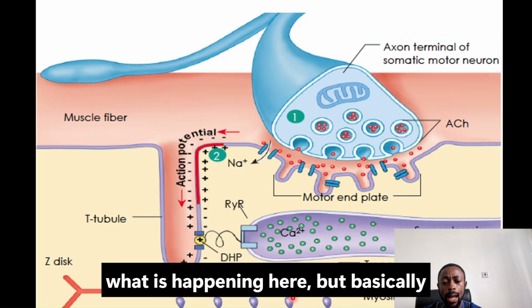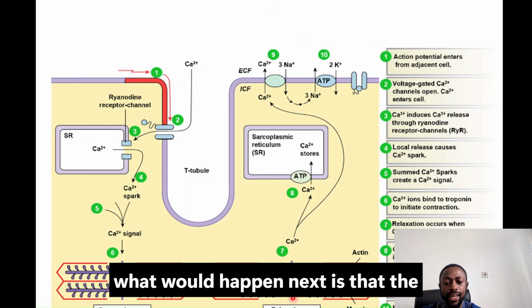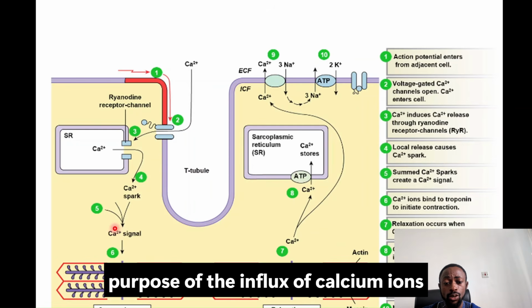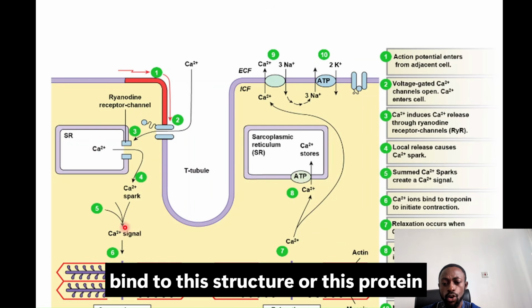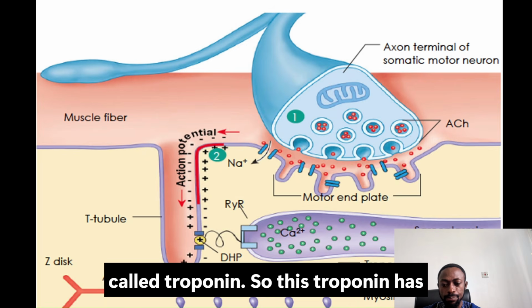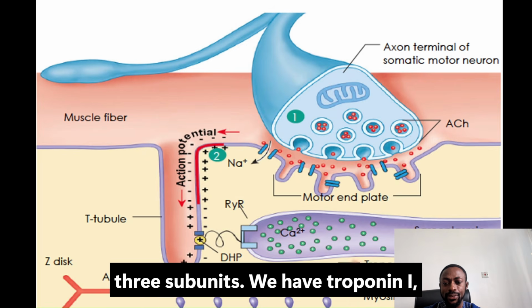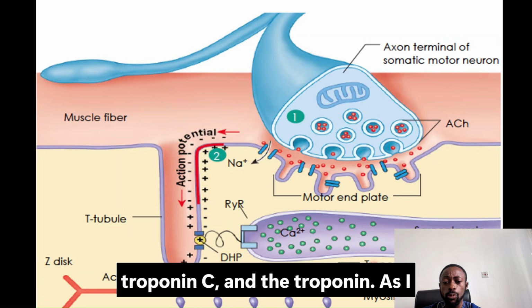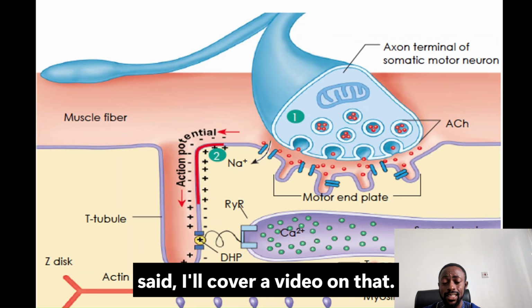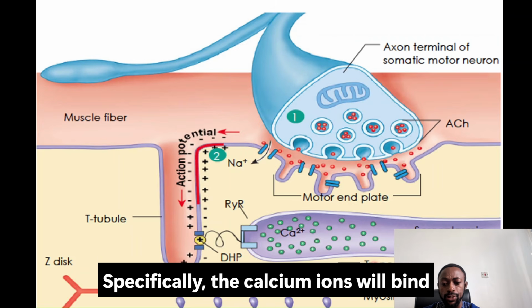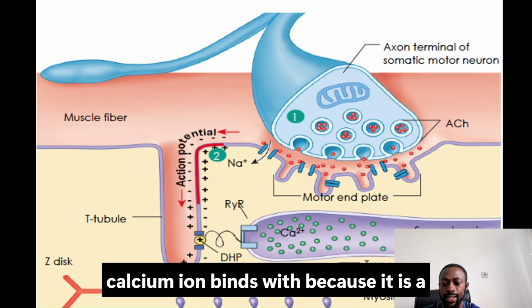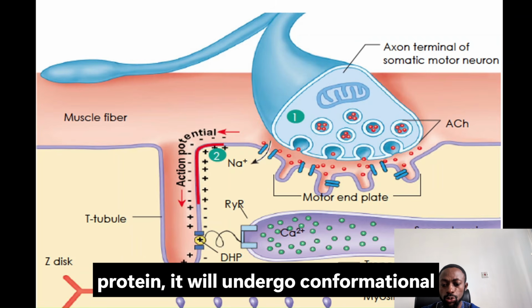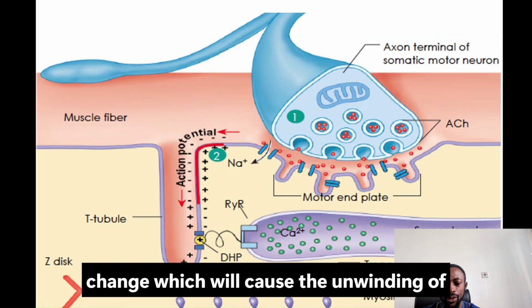But basically what would happen next is that the purpose of the influx of calcium ions from the sarcoplasmic reticulum is to bind to this protein called troponin. So this troponin has 3 subunits. We have troponin I, troponin C, and troponin T. As I said, I'll cover a video on that. Specifically, the calcium ions will bind to the troponin C. Then when the calcium ion binds to it, because it is a protein, it will undergo a conformational change, which will cause the unwinding of this tropomyosin.